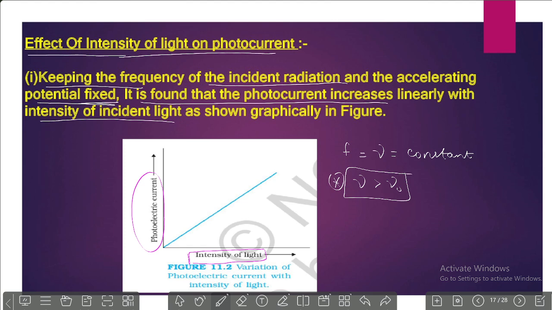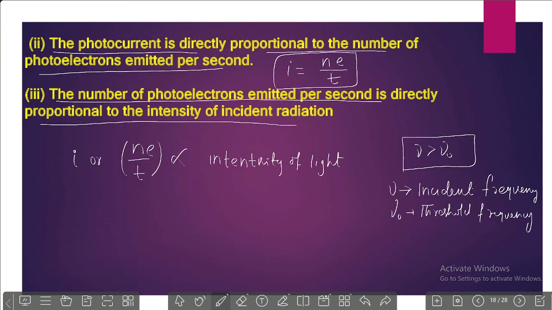You can explain it, yes. Photocurrent is directly proportional to intensity of light, subject to the condition that incident frequency is greater than threshold frequency. That idea also remember. And here two things remain constant: one is the incident radiation frequency, and the accelerating potential is also constant. Okay, note it down.